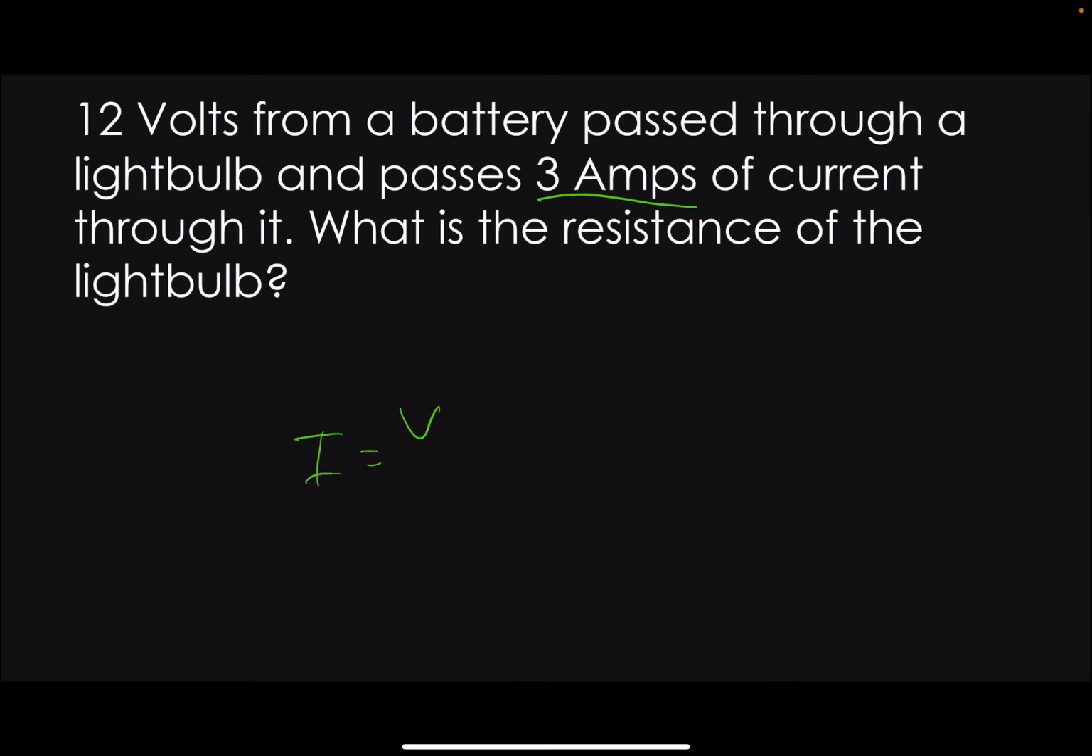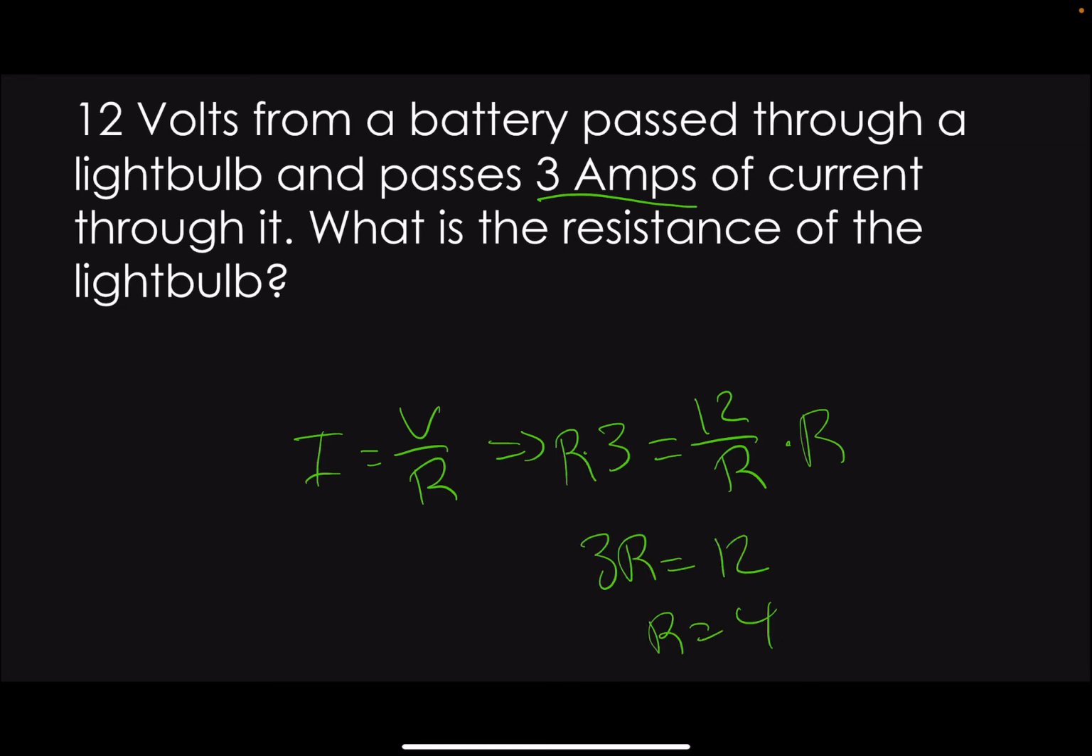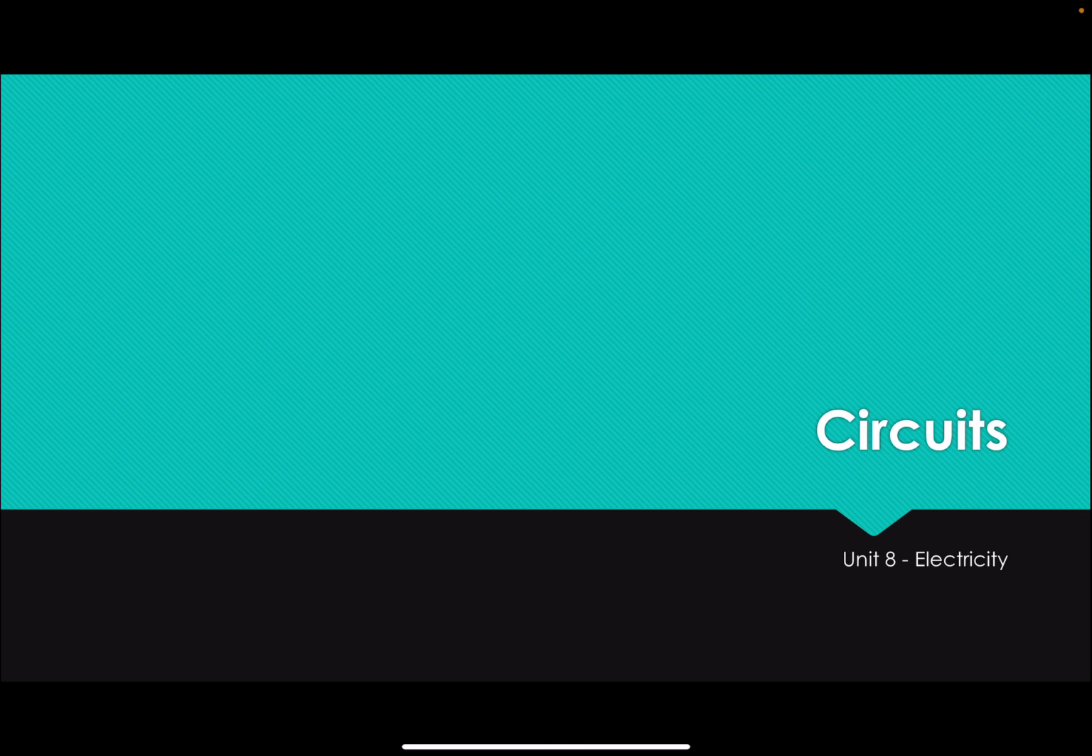Current equals V over R. And so our 3 amps is equal to 12 volts over R. Generally, if we have something on bottom, we want to get it on top. So let's multiply both sides by R first. And so we have 3R is equal to 12. So R, if we divide by 3 on both sides, is equal to 4 ohms. I went through that kind of fast.